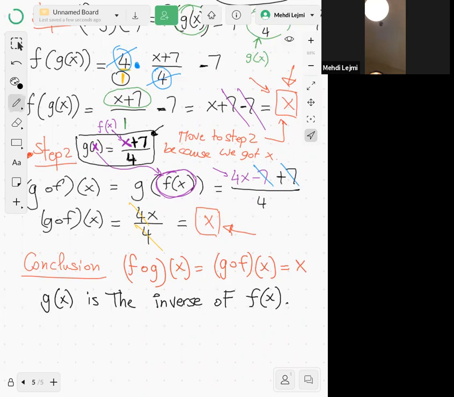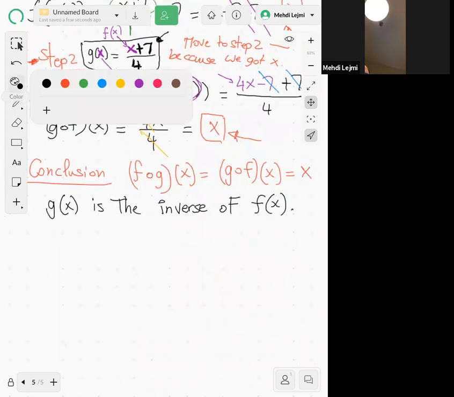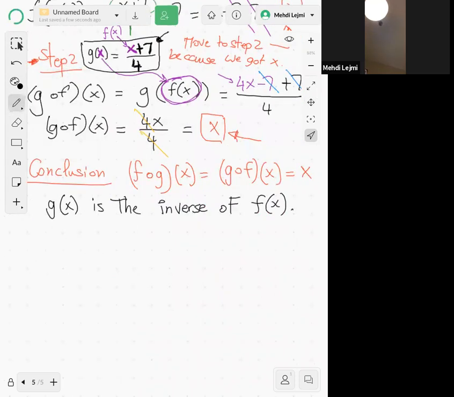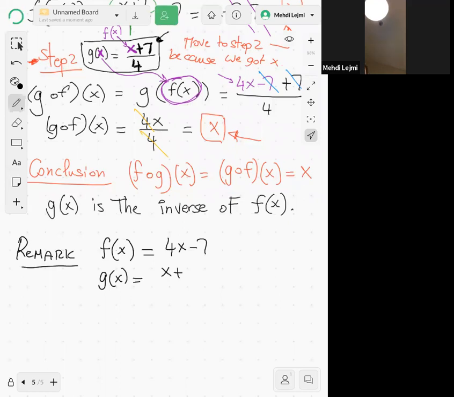Before the exercise, guys, let me just remark one thing. Here in this example, my f was 4x minus 7, right? And my g was x plus 7 over 4. As you can see, guys, we said g is the inverse of f.